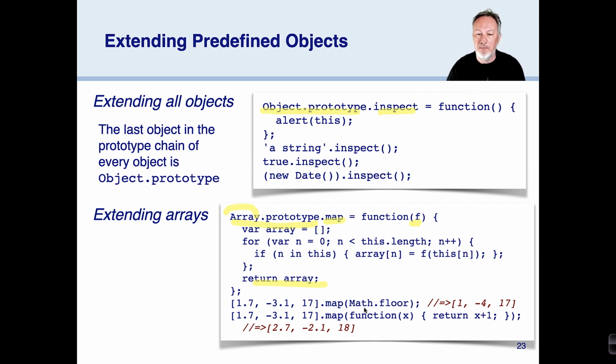So here, for example, if we take an existing array, and now we can map the floor function to the array and get a new array, which truncates the decimal part of all of these values and gives us a new array. Or if we map the lambda x plus 1 to all of these guys, then we'll get a new array with each of these values incremented by 1.